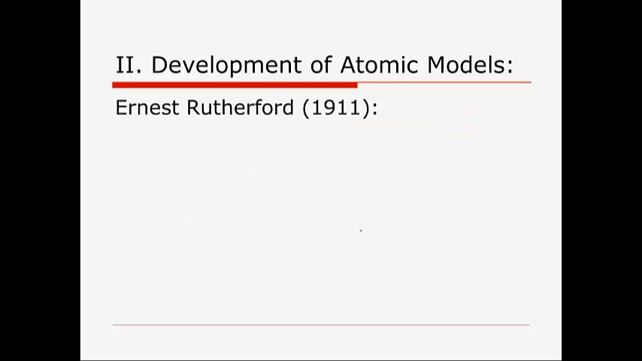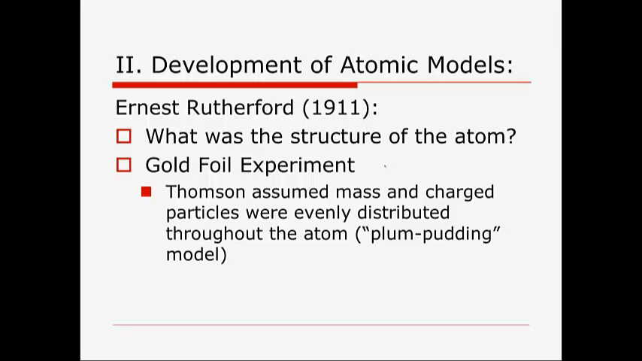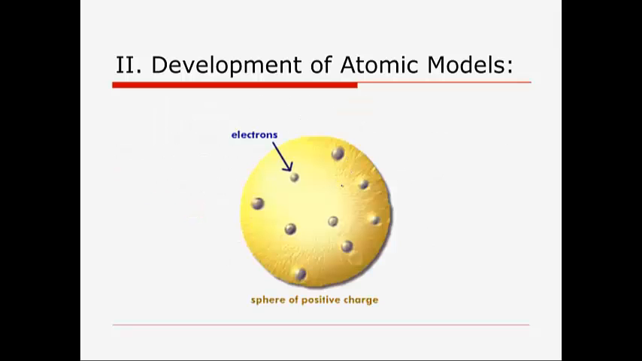Okay, next thing, Rutherford came along in 1911. Okay, what was the structure of the atom? You knew they had negative parts and positive parts to it. Okay, well, his experiment was the famous gold foil experiment. Thomson assumed that the mass and the charged particles were evenly distributed throughout the atom. This is kind of known as a plum pudding model. So basically, this sphere, kind of like pudding, had a positive charge to it. The electrons were kind of like the plums, and they all had negative charges in them. You had enough of the electrons to balance out the positive charges.